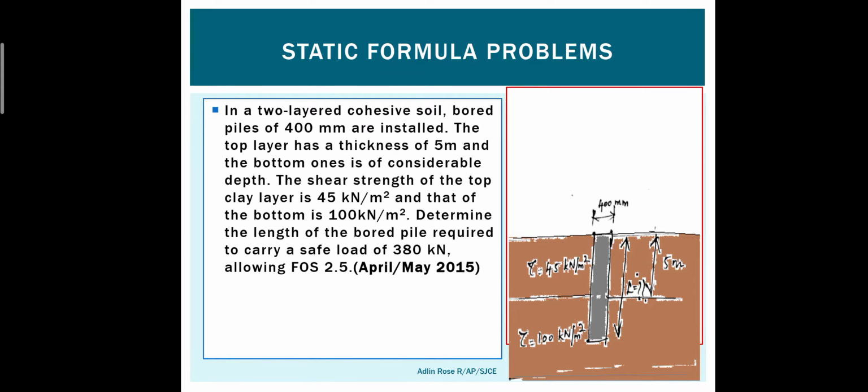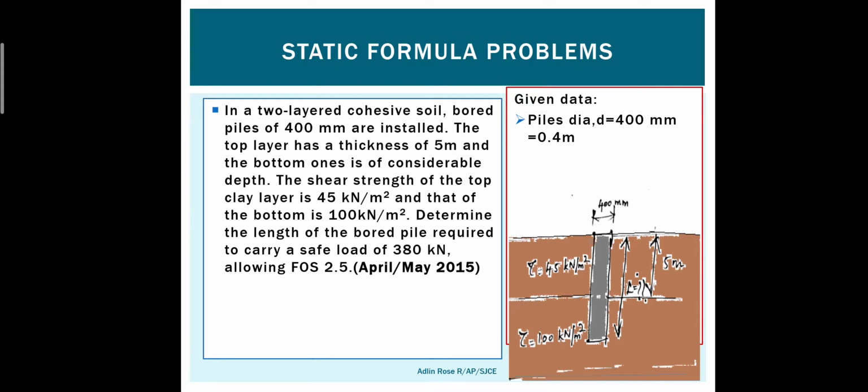First problem: in a two-layered cohesive soil, the soil is going to be two layers, and it is going to be clay soil, and bored piles of 400 mm are installed. It is a bored pile, and we assume it to be a circular pile, and it is 400 mm, which is 0.4 meter. The top layer has a thickness of 5 meter.